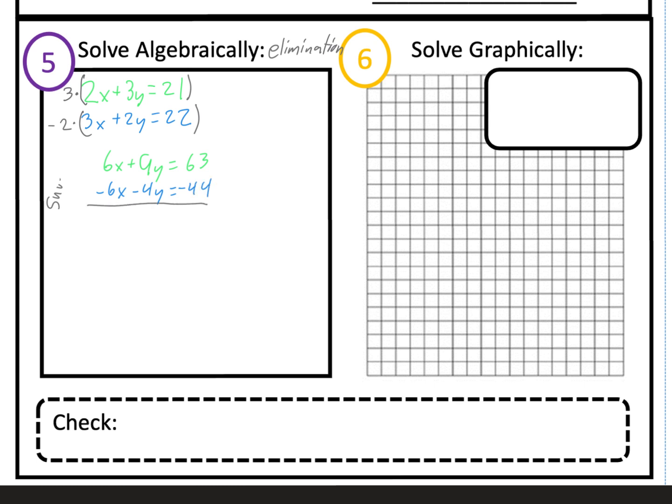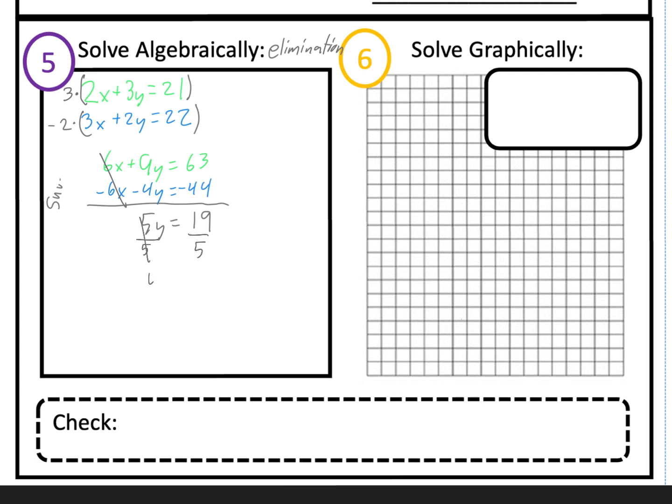Let's go ahead and do our elimination. So we're going to add the terms that are the same between the two equations. 6x and -6x cancel out to give us 0x. 9y minus 4y is 5y. And 63 minus 44 is going to give us a 19. Now let's divide both sides by 5 to get y by itself.